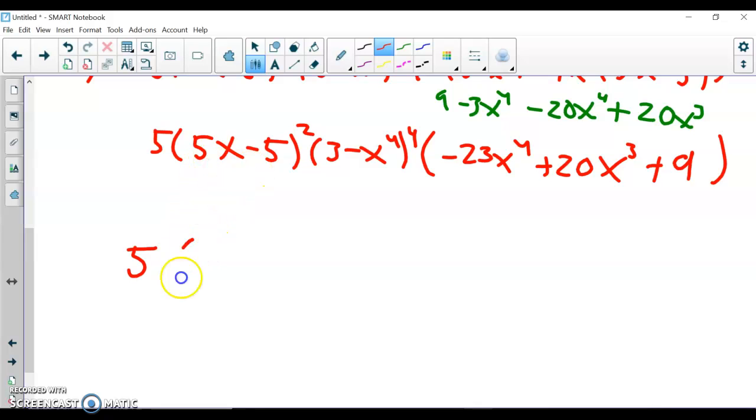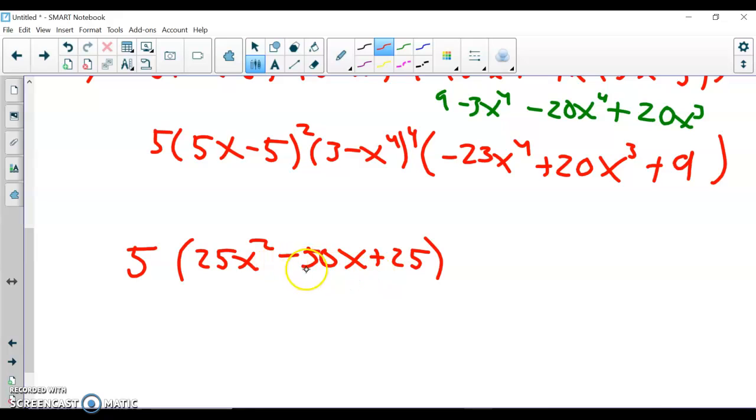If we were to FOIL this out, 5x minus 5 times 5x minus 5, you can write it side by side and FOIL it out, or you can just use a standard form. You're going to square the first term, you get 25x squared. We multiply these terms together and then double. So 5 times negative 5 is negative 25, doubled is negative 50x. And then we square the last term. So this is another way to write 5x minus 5 squared.